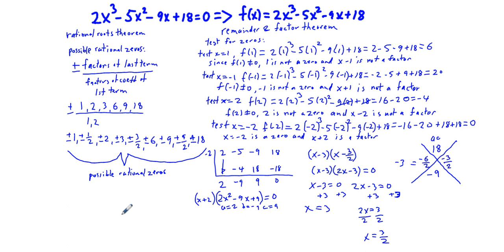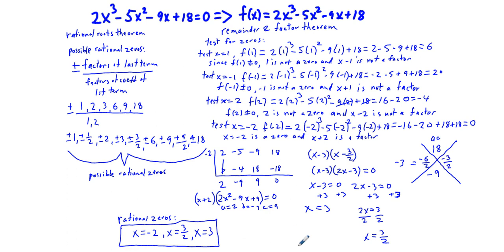So to summarize, our rational zeros, and they're all real zeros, are x equals negative 2, which is the first one we found using the remainder and factor theorem. We have x equals 3 over 2, and we also have x equals 3. So here they are. And again, I like this because it encapsulates a lot of what we've been doing.